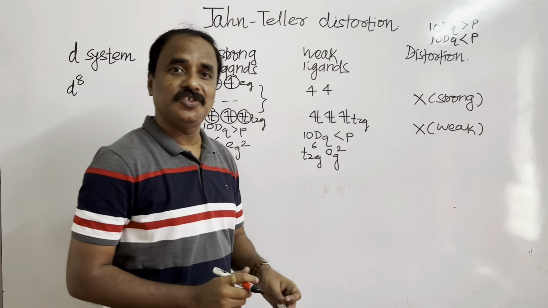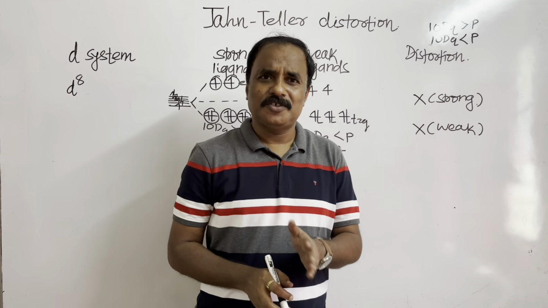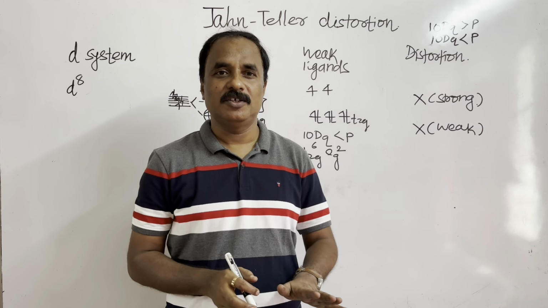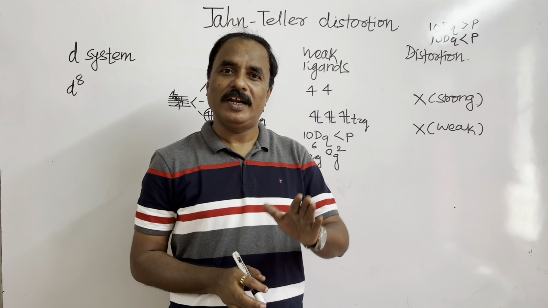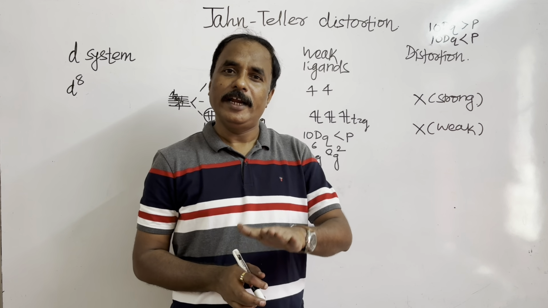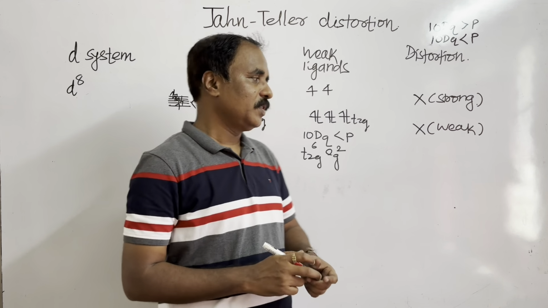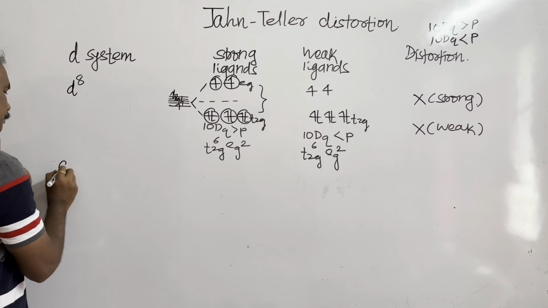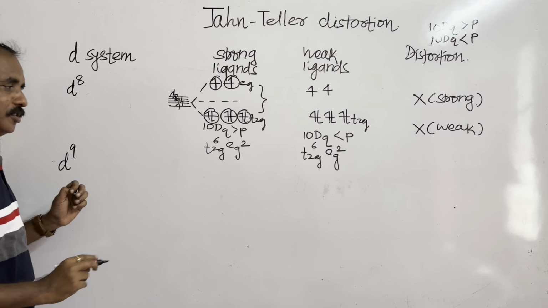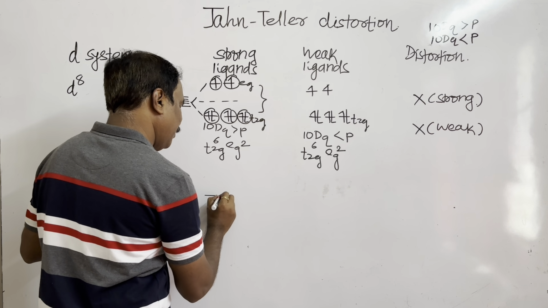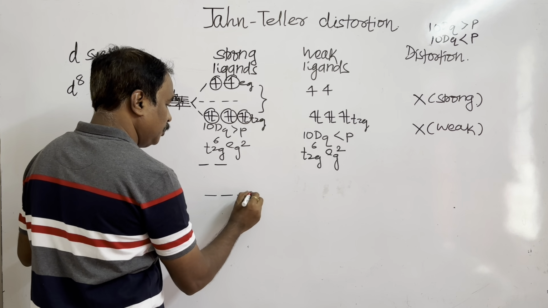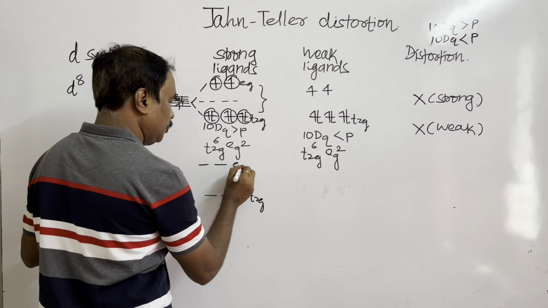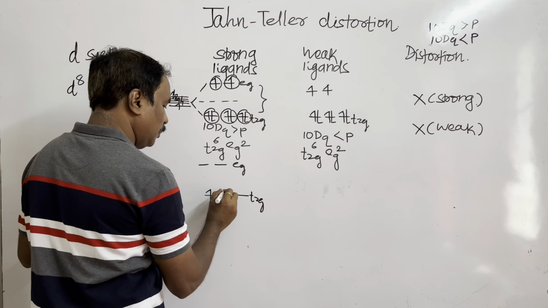In case of d8 system, it doesn't matter whether ligand is strong or weak. Geometry will be regular octahedral. There is no distortion because electronic configuration is symmetrical in t2g as well as in eg. In case of d9 system, here splitting of atomic orbitals, t2g and eg. First 3 electrons enter in t2g.